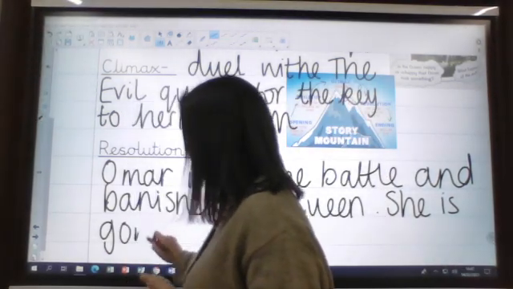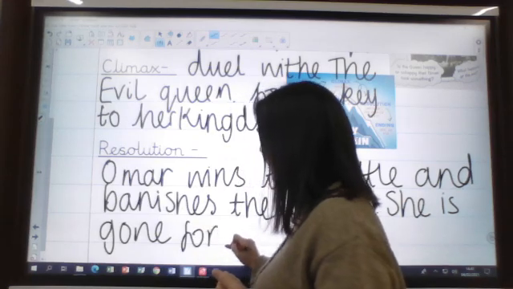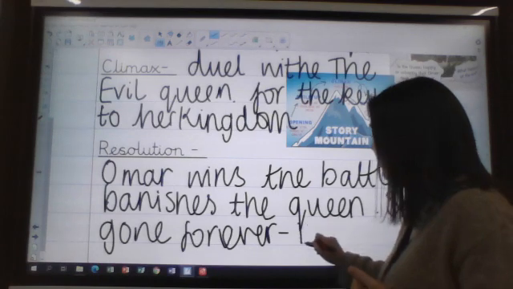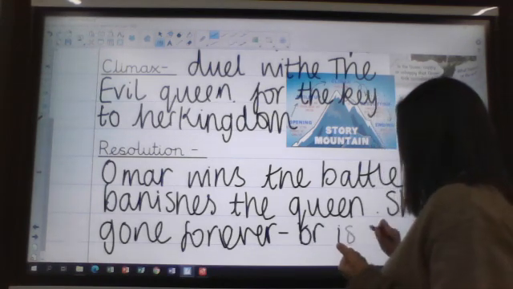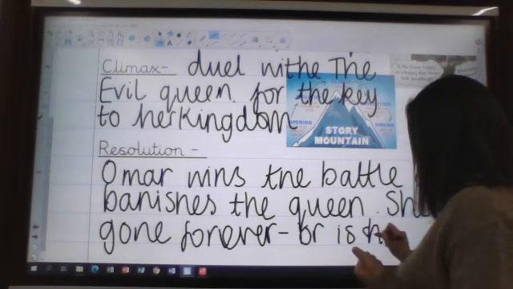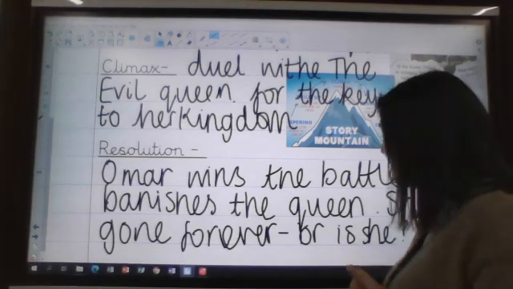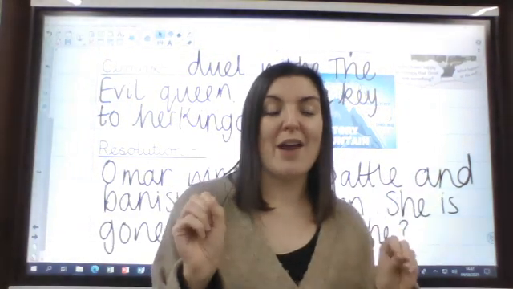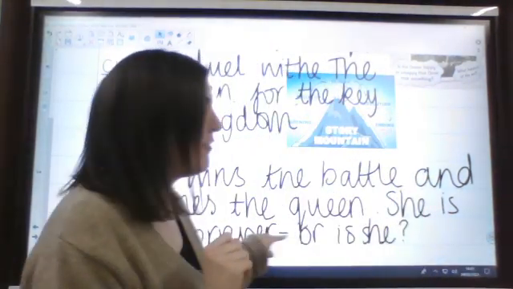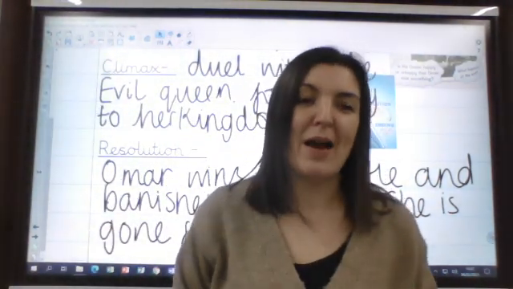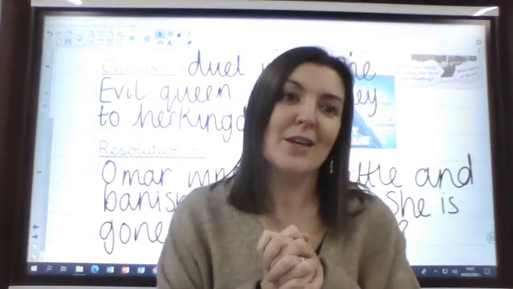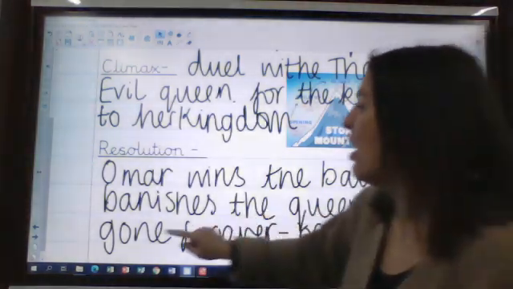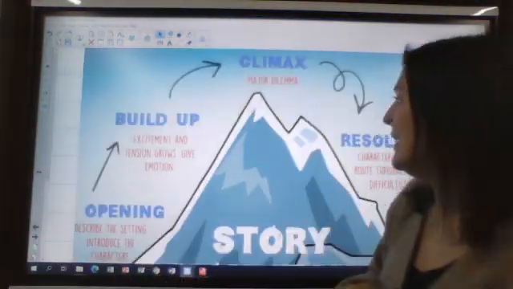But I don't want to end mine happily. I'm going to leave it on a quick cliffhanger. Or is she? So I'm leaving mine on that cliffhanger of he's banished the queen forever, and she's gone forever, but I've put or is she? Because I don't want to end mine all sorted out and resolved. So I've just got little notes for each part of this story mountain here.